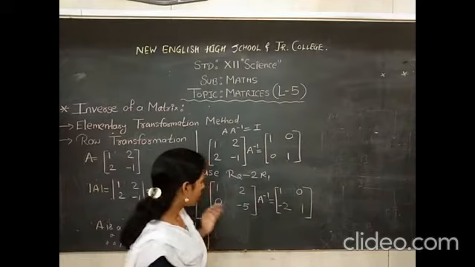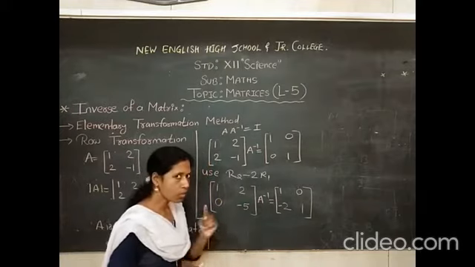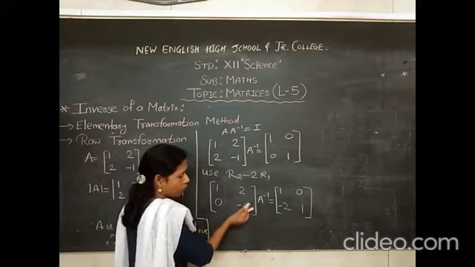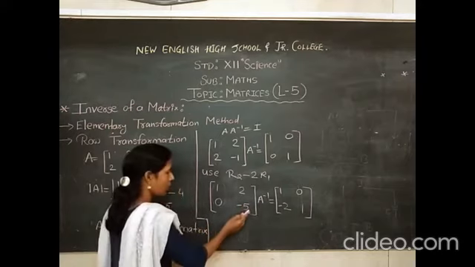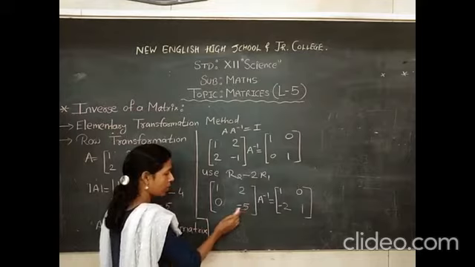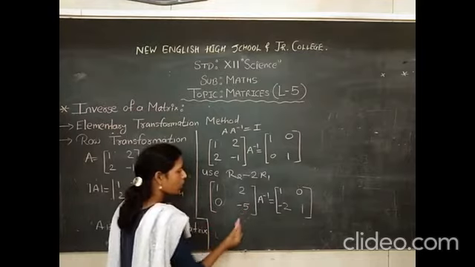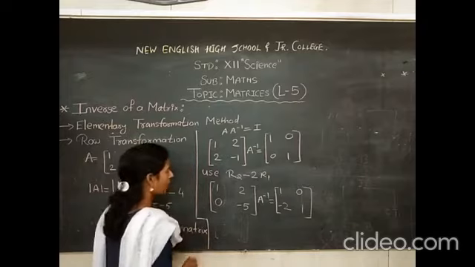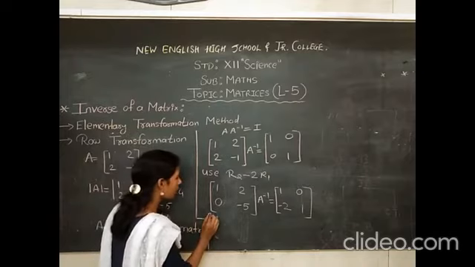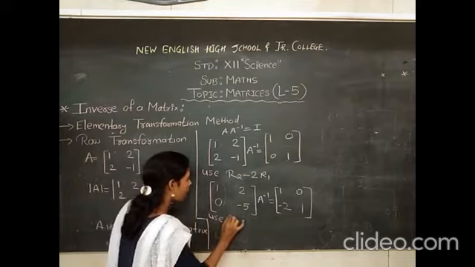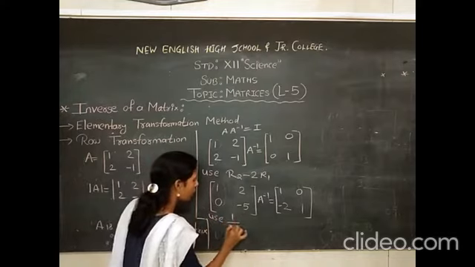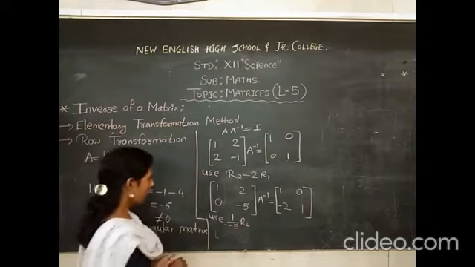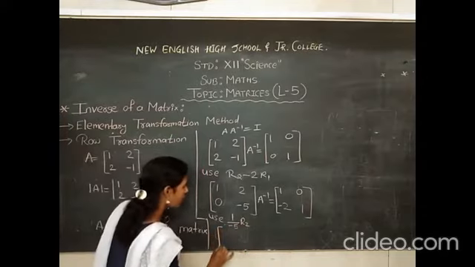1, 0. Come to the second column. I want to make it 0, 1. First I will make this one. To make it 1, it is better to divide the second row by minus 5. What will I do? I will use R2 divided by minus 5, means 1 upon minus 5 times R2. This I can write. Okay. What will I get here?